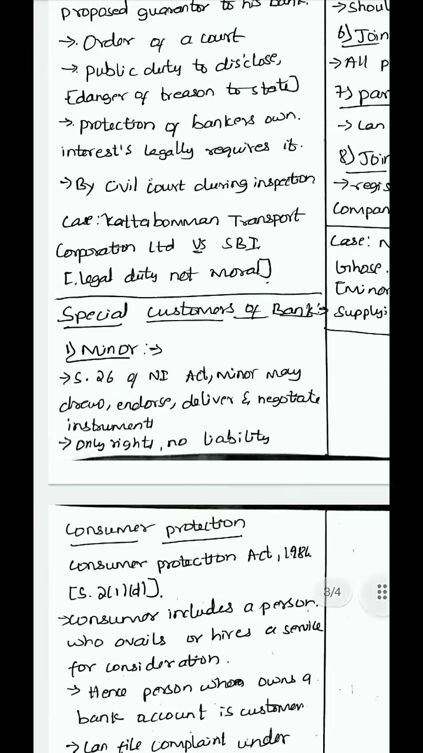The next important concept is special customers of a bank. Who are the special customers of a bank? Minor: anyone below 18 years of age is a minor. According to Section 26 of the Negotiable Instruments Act, a minor may draw, endorse, deliver and negotiate instruments. So he can open a bank account, but only the rights of that bank account are transferred to him. The liabilities are not transferred to the minor.